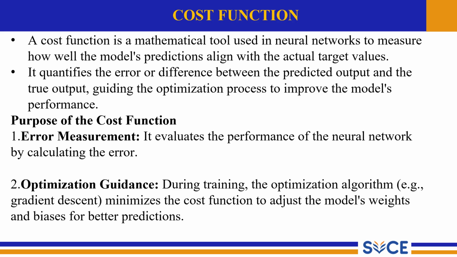In error measurement, it helps us evaluate the performance of the neural network. And the second one, optimization guidance. During the training period, algorithms like gradient descent use this cost to update the model's weights and biases step by step, so it gets better at making accurate predictions.